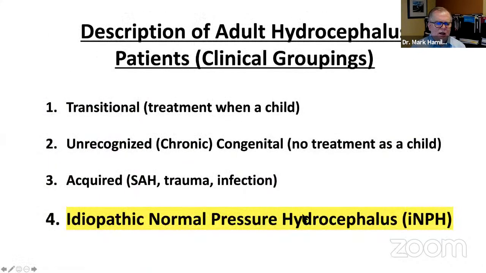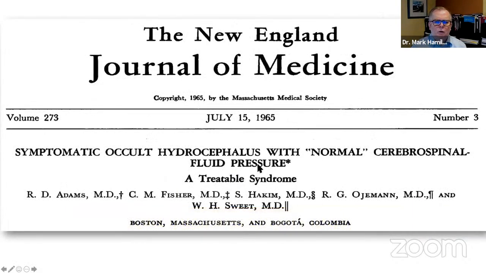So we're going to spend most of our time talking about iNPH, or idiopathic normal pressure hydrocephalus. We'll focus on shunt treatment throughout this. And this gives us an example not only to look just at iNPH, but also look at issues related to improving shunt treatment outcomes. So what is iNPH?